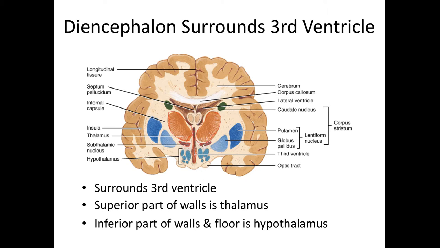We're not really going to go into those too much. Down here we have the hypothalamus. So the hypothalamus is on both sides of the bottom of the third ventricle. And then at the very bottom we have little chunks of the optic tract. So the floor and the inferior part of the walls is the hypothalamus. The superior is the thalamus itself. So there's those two structures outlined all together.